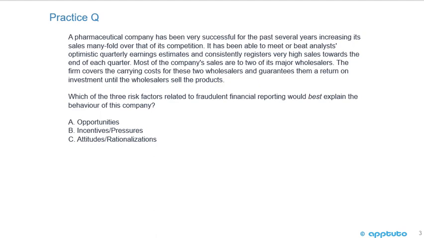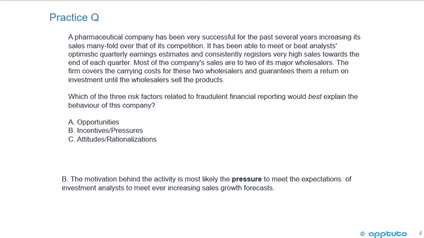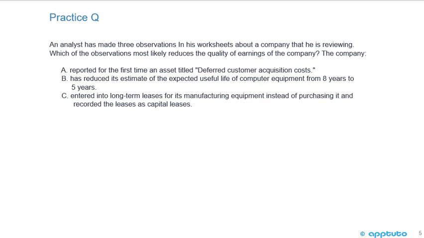The firm covers the carrying costs for these 2 wholesalers and guarantees them a return on investment until the wholesalers sell the products. Which of the following 3 risk factors related to fraudulent financial reporting would best explain the behavior of this company? A, opportunities; B, incentives and pressures; or C, attitudes and rationalizations? The correct answer is B. The motivation behind the activity is most likely the pressure to meet the expectations of investment analysts to meet ever-increasing sales growth forecasts. Another practice question.